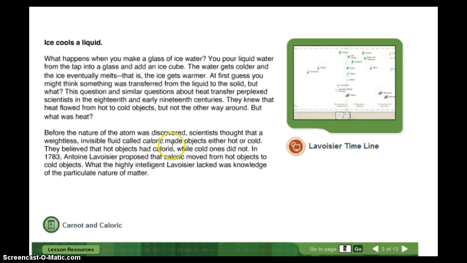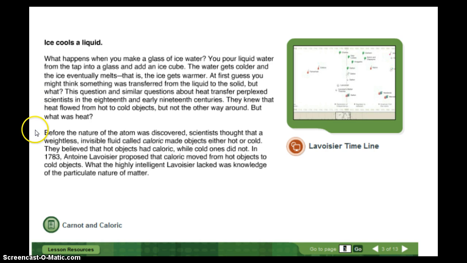Ice cools a liquid. What happens when you make a glass of ice water? You pour liquid water from the tap into a glass and add an ice cube. The water gets colder and the ice eventually melts. That is, the ice gets warmer. At first guess, you might think something was transferred from the liquid to the solid, but what? This question and similar questions about heat transfer perplexed scientists in the 18th century and early 19th centuries. They knew that heat flowed from hot to cold objects, but not the other way around.